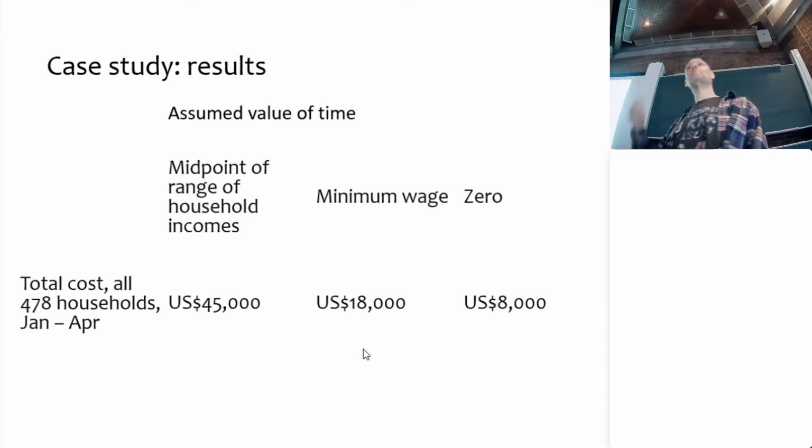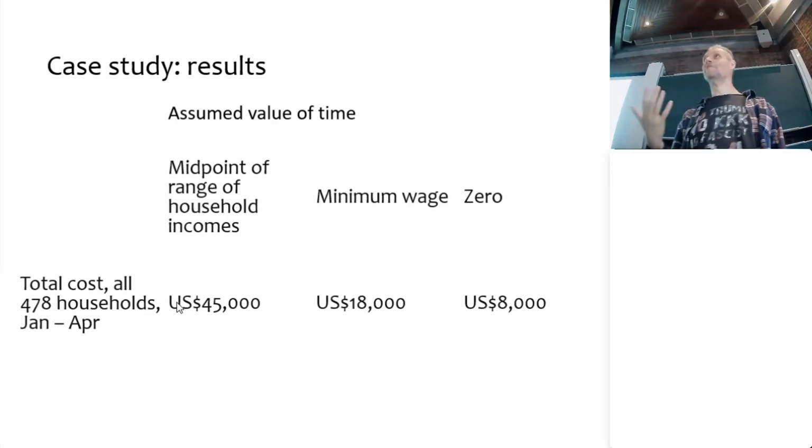If you then take the midpoint of the wage of the people in Millsburg, the value actually goes up to 45,000, right? So the crucial parameter in this study is time and the value of time. And you see that it makes a big difference, right? If you ignore time, it's 8,000. If you look at the opportunity cost of time at the midpoint, at the median, then it's 45,000, right? And that's a big difference.